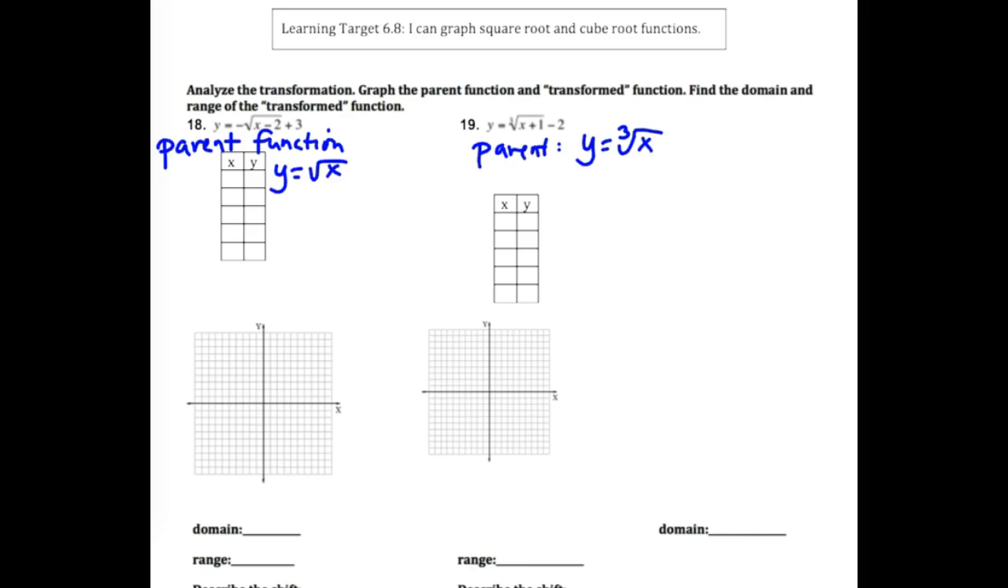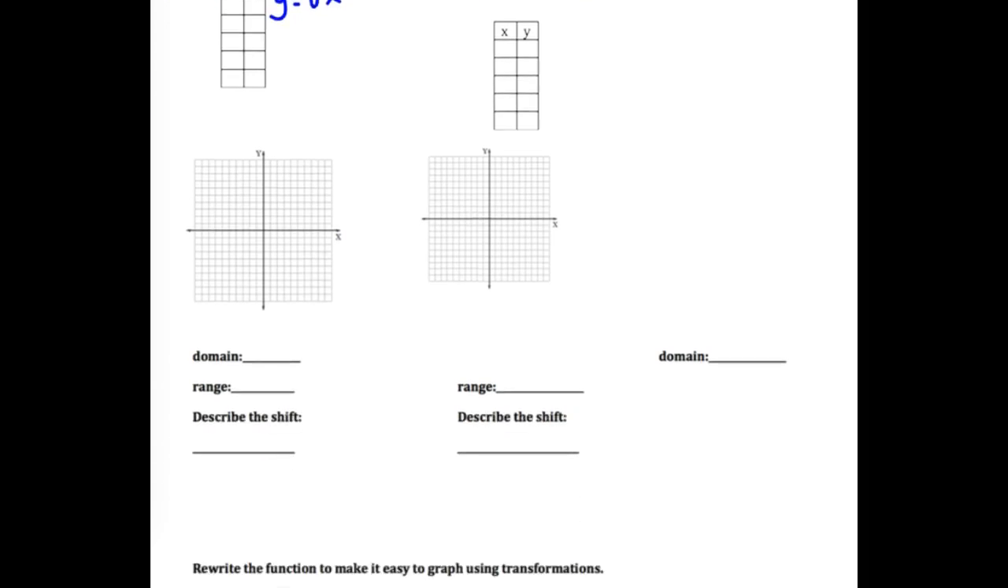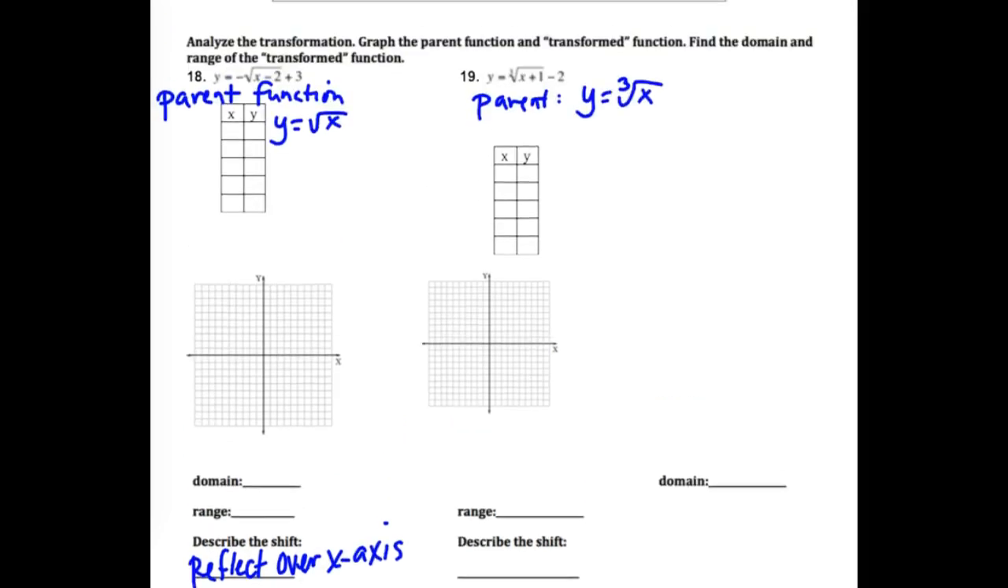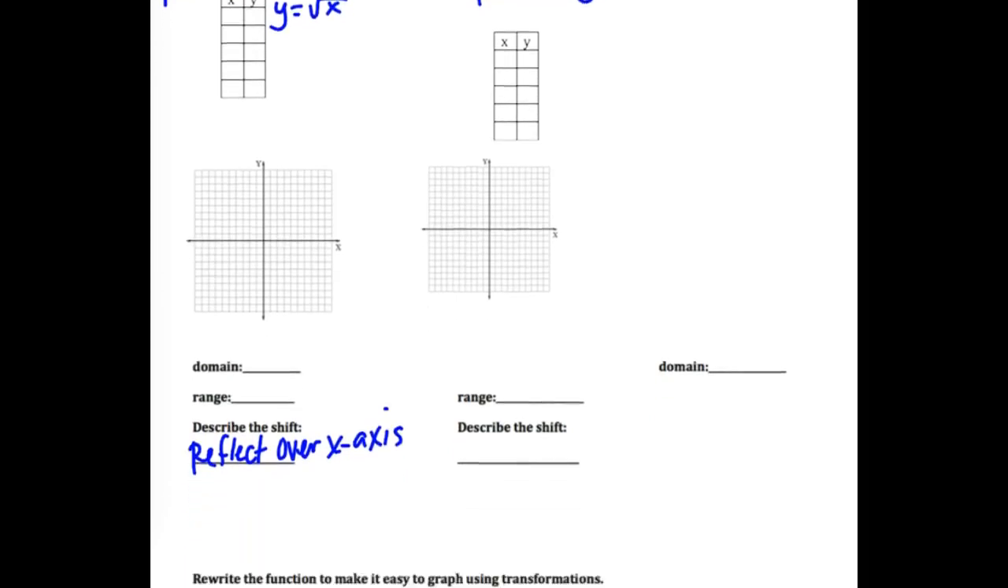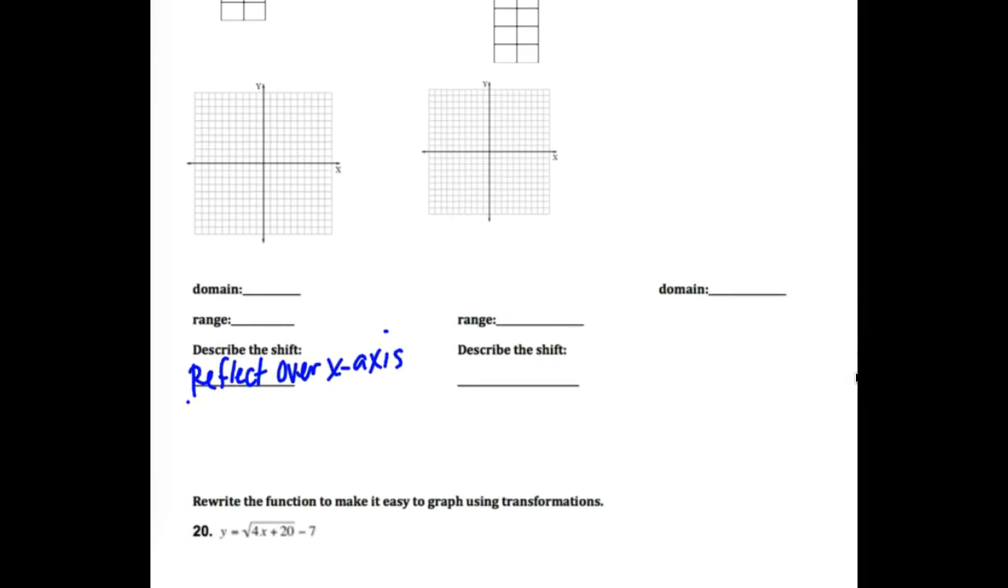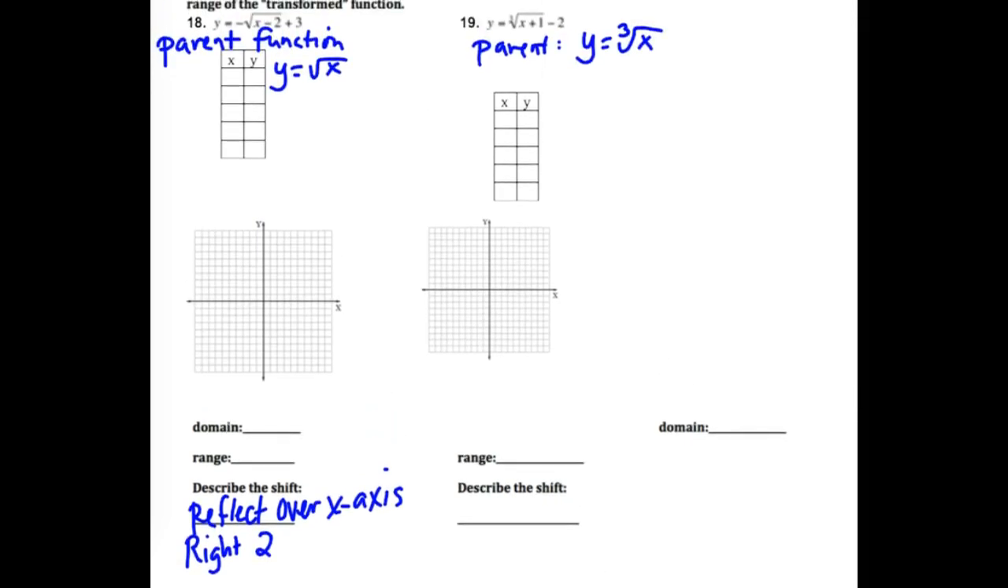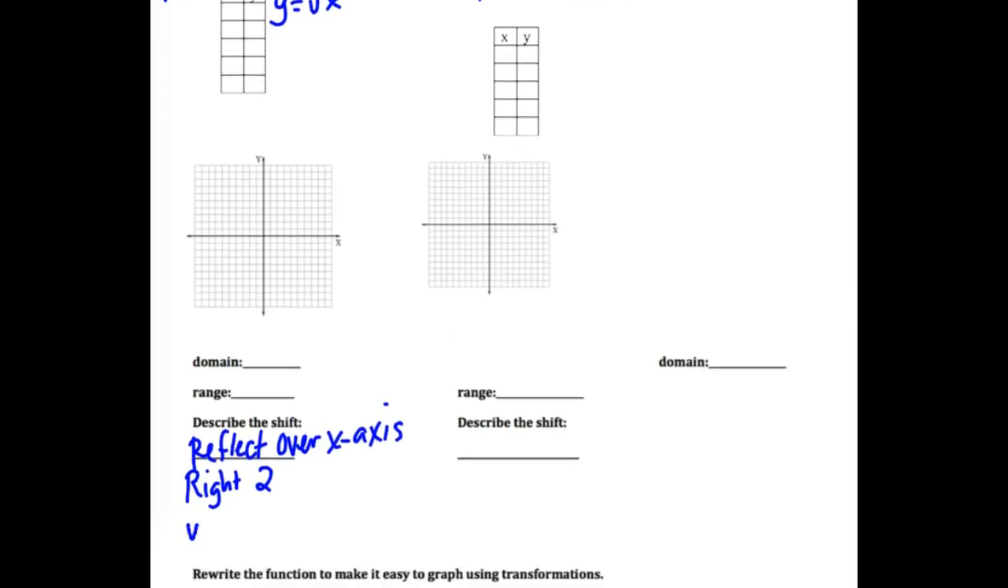If I look at number 18, I see a negative sign in front. That negative is going to cause me to do a reflection over the x-axis. Then I look at the 2. The 2 is inside that square root piece with the x. So 2 is a left or right shift. Since it's x minus 2, it's going to go to the right 2. And then the last part of the equation had a plus 3 at the end. That's going to shift it up 3. Okay? So we've identified the transformation.